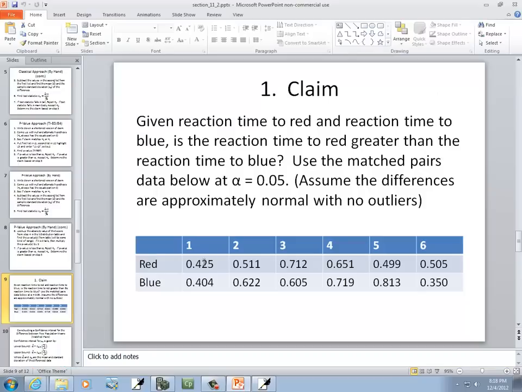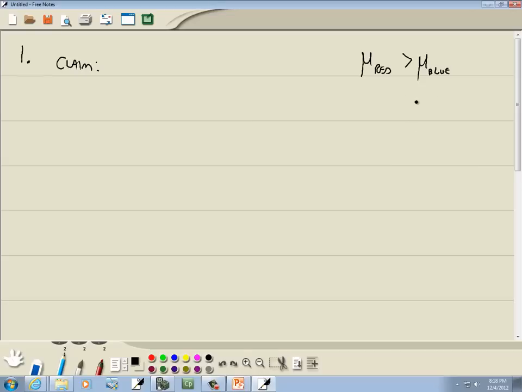And down below here is where we have our raw data. So for our first match one, this would be like you're testing somebody's reaction time to color. How fast they react to red, how fast they react to blue. And we got six subjects total. Okay, so that's what they're asking.